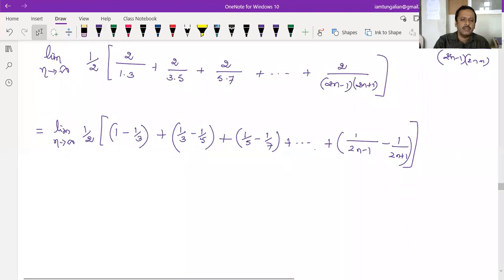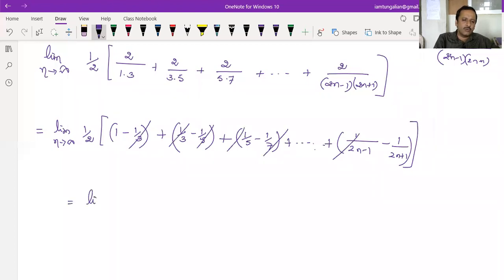Now observe, here you have minus 1 by 3, here plus 1 by 3. Here minus 1 by 5, here plus 1 by 5. Here minus 1 by 7, the next term will be plus 1 by 7. Next term will be 1 by 7 minus 1 by 9. Then 1 by 9 minus 1 by 11. Plus 1 by 11 minus 1 by 13. And so on. Okay. And the last term is 1 by 2n minus 1 minus 1 by 2n plus 1. So you can cancel all these terms. Everything gets cancelled except the first and the last term. Okay. So we have limit n tends to infinity 1 by 2 into what is remaining: 1 minus 1 by 2n plus 1.